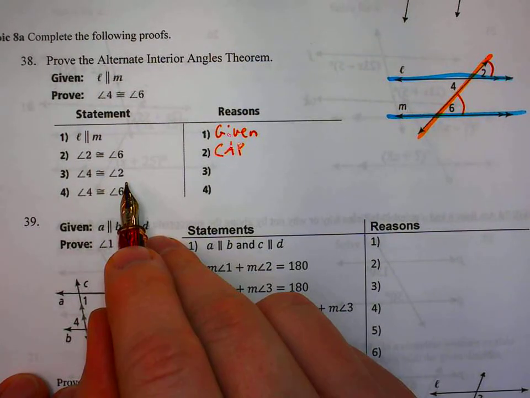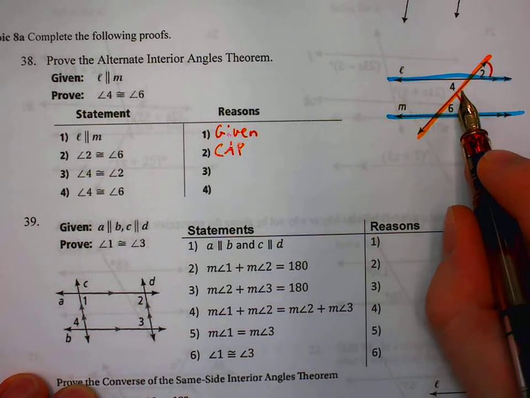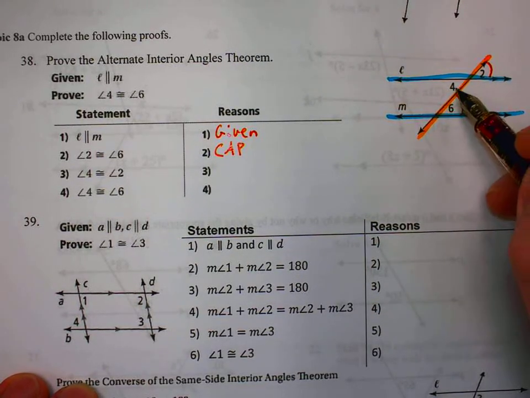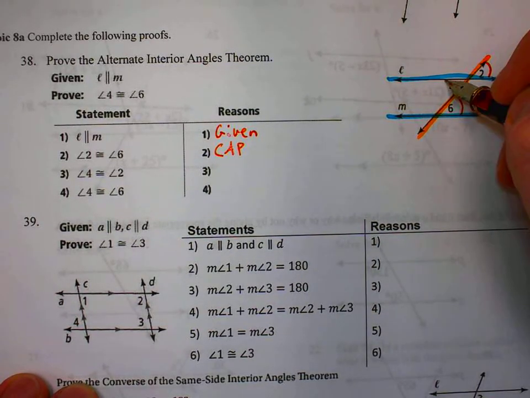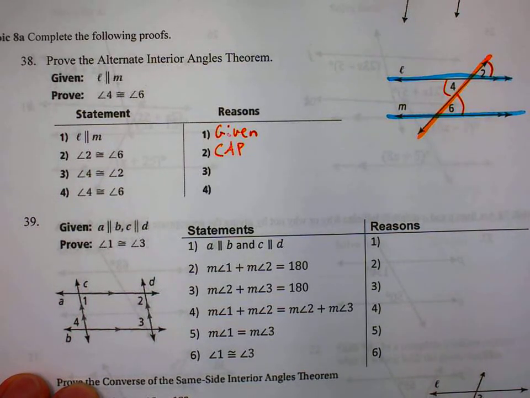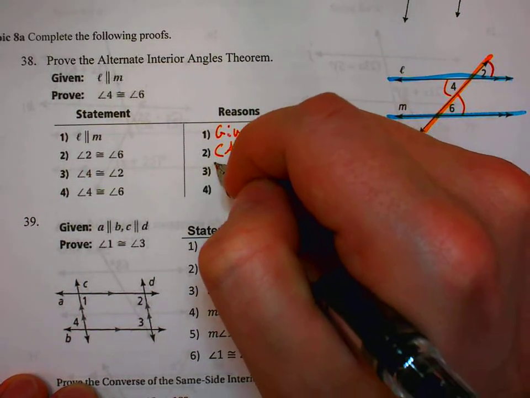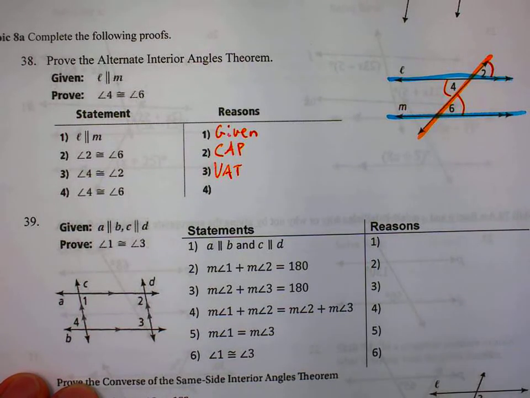Next, we have angle 4 is congruent to angle 2. Again, I'm going to look at my picture. Angle 4 and angle 2 are vertical. That means they're congruent, and my justification would be vertical angle theorem.